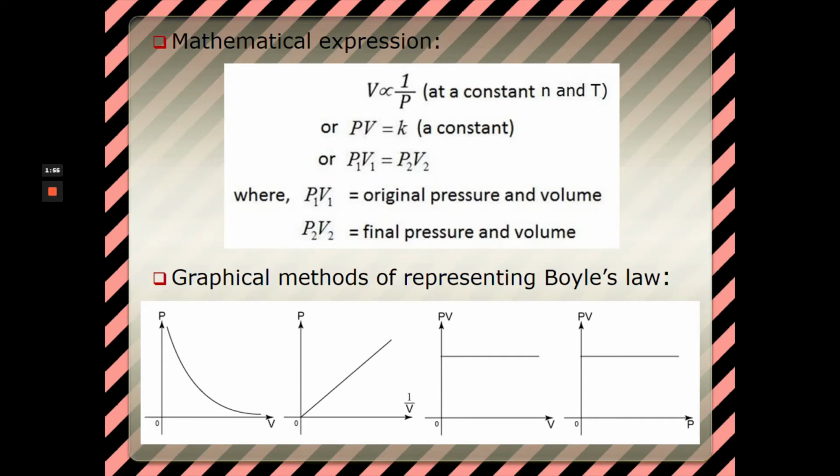We also can represent it graphically. If we plot P versus V, we're going to get a hyperbolic curve. If we plot P versus 1 over V, we're going to get a straight line. If we plot PV versus V or PV versus P, we're going to get a straight line which is parallel to the x-axis.